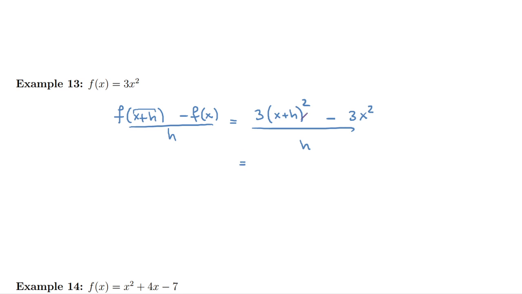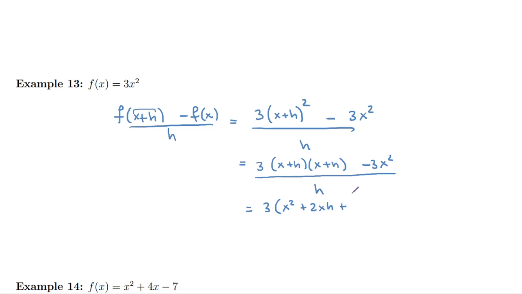And again, in order to simplify this, you're going to have to expand this. So we'll FOIL this out: 3 times x plus h, x plus h, and minus 3x squared. Let's FOIL this expression out. We have 3 times x squared, and then plus hx twice, which is plus 2xh, and then plus h squared. And still we're carrying this minus 3x squared along, still divided by h here.